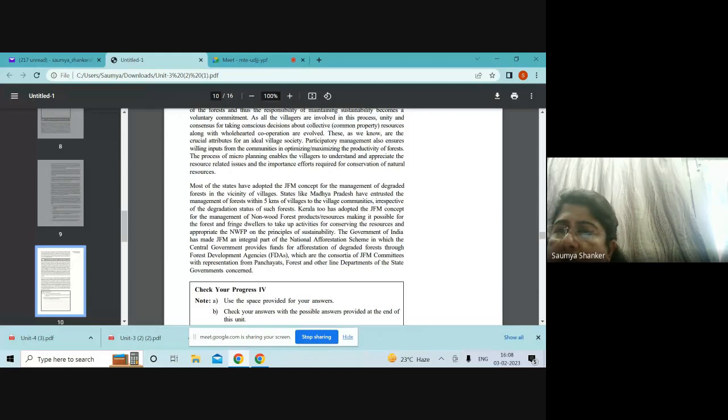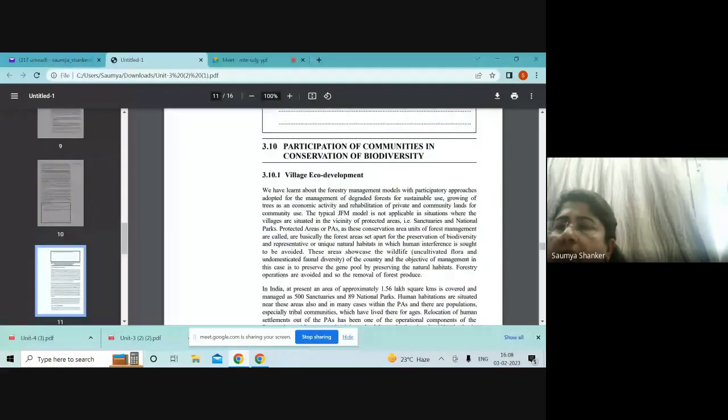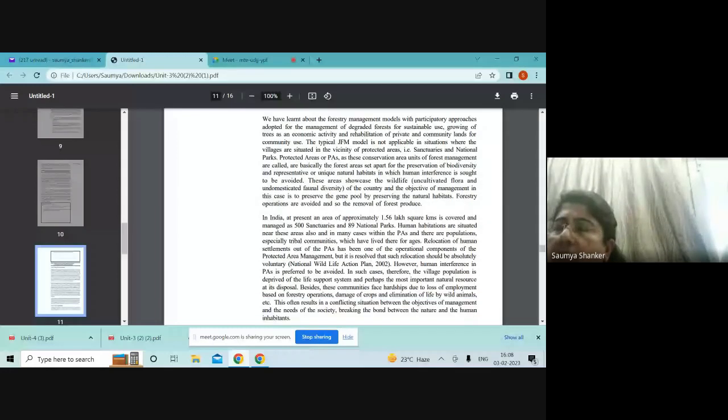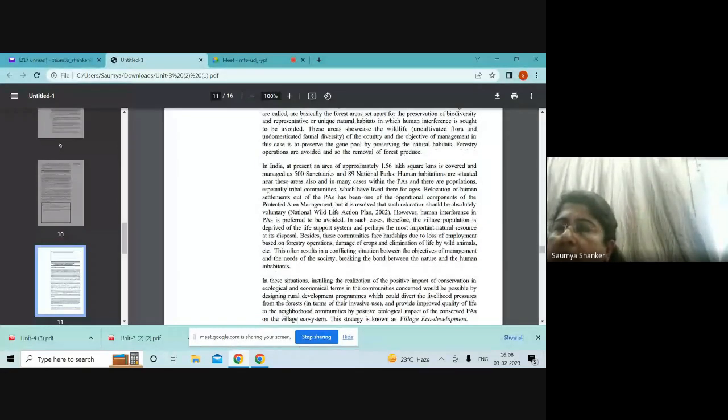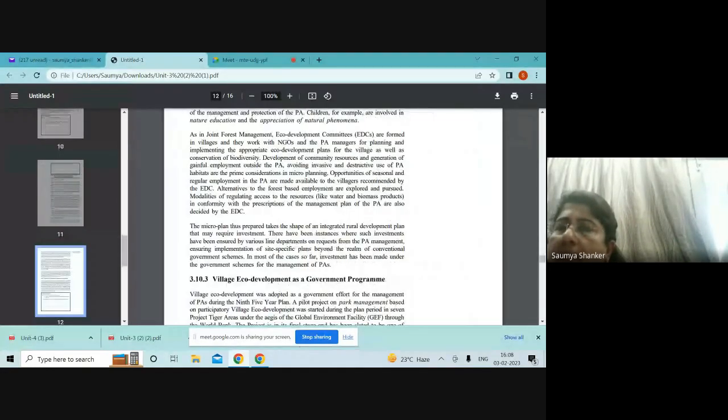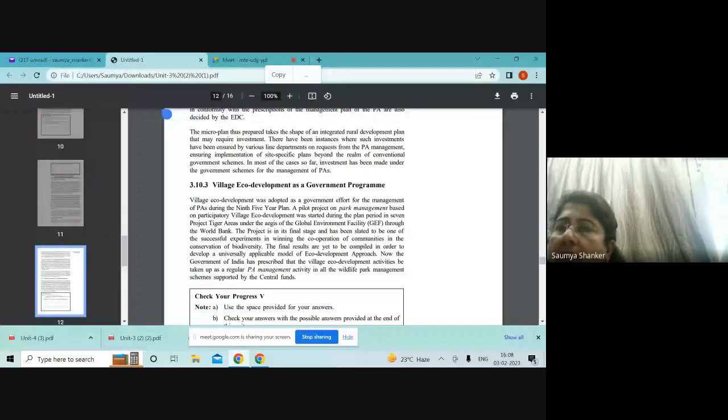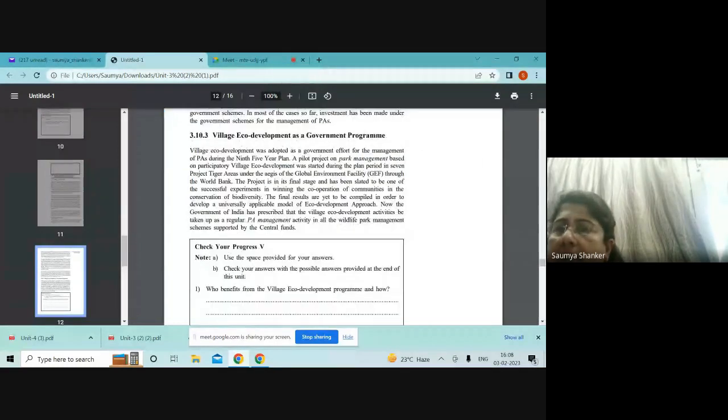Let me see if there is more. The participation of community, I have already told you about this. This we have discussed. Village economic development as a government plan. Okay.